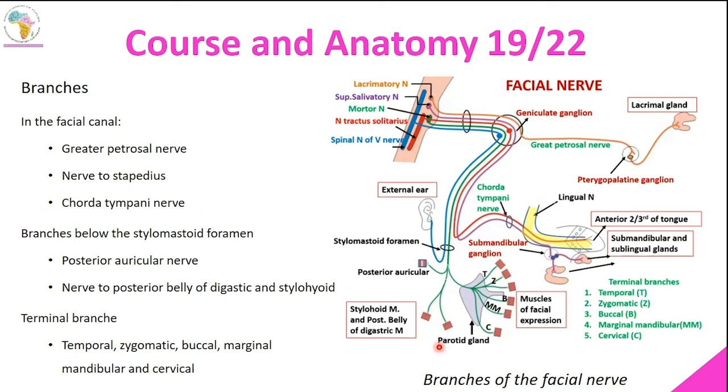So it is important to note that the greater petrosal nerve is the nerve that is responsible for supplying secretomotor fibers to the lacrimal glands as well as the palatine glands.